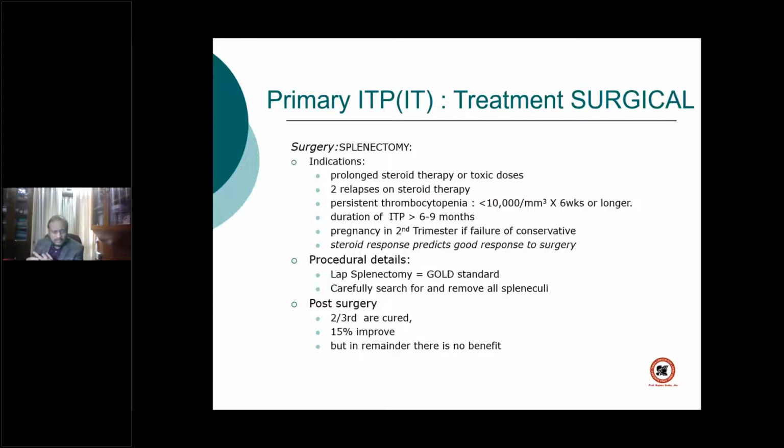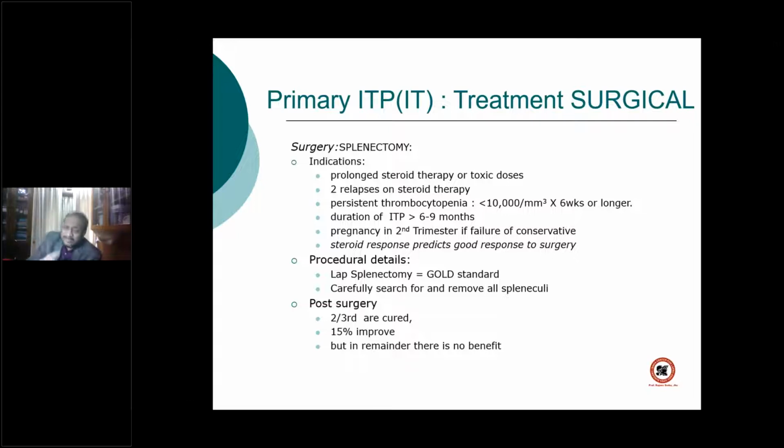It should be laparoscopic splenectomy, which is the gold standard of ITP therapy, and in addition to that, you should also carefully search for and remove any spleneculi, which are accessory spleens, because if you don't do so, then your operation is a waste. Why? Because those remaining spleneculi would take up the function of the spleen and the patient will have a recurrence of ITP.